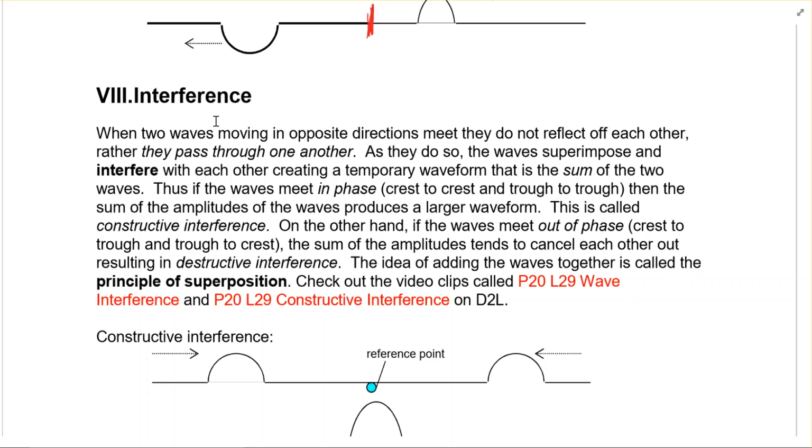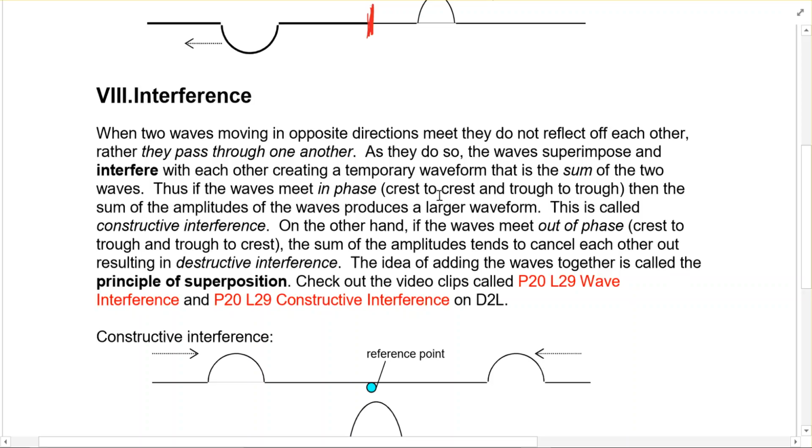Okay, interference. So when two waves move in opposite directions and they meet, you might think that they could bounce off of each other, right? But that's not what happens. They pass right through each other. But when they do, something called superposition happens. They superimpose on top of each other, or we say that they interfere with each other.